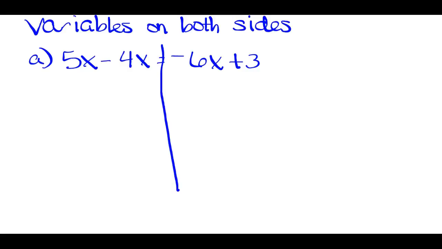Good, we have that 5x minus 4x. And remember, because it's a minus, I'm going to subtract them. 5 minus 4 is 1x. And then we have negative 6x plus 3, so it just carries down.